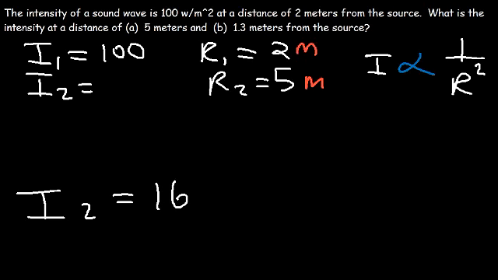So if we compare the two answers, the intensity decreased from 100 to 16. Anytime you increase the R value, the intensity will decrease. Whenever you move away from the source, the intensity will decrease. As you move away from a speaker, it's going to sound not as loud as before.